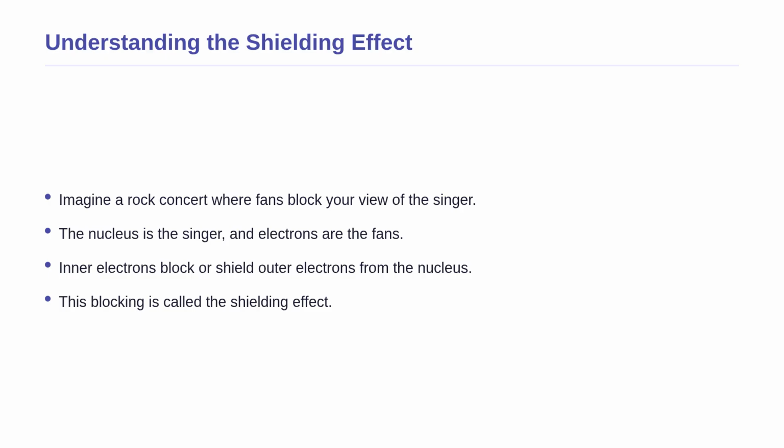Let us start by imagining you are at a crowded rock concert. The lead singer on stage is the positively charged nucleus, and the fans are the negatively charged electrons. If you are in the front row, you feel the full energy of the performance. But if you are in the back, the fans in front block your view. In an atom, inner electrons block or shield the outer electrons from the full attractive force of the nucleus. This is called the shielding effect, and it is crucial for understanding atomic behavior.